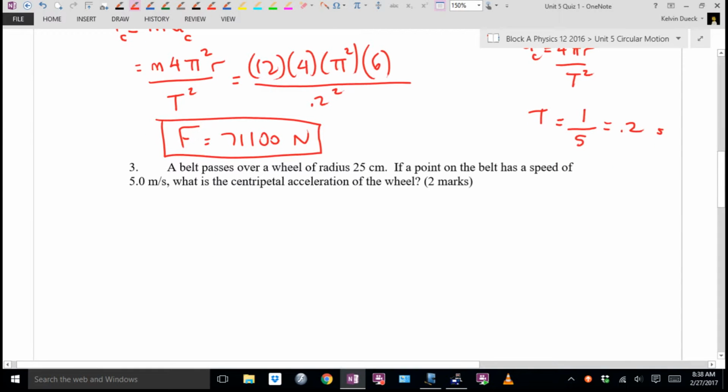A belt passes over a wheel of radius 25 centimeters, 0.25 meters. Nice try. If a point on the belt has a speed of 5 meters per second, what's the centripetal acceleration? All it wants is a centripetal acceleration. I think I'm going to use v squared over r, because it looks like I can go 5 squared divided by 0.25. I think I can do this in my head. It's going to be, is it 100? I'll put a dot there just so I went to 3 sig figs, not that I would take a mark off for that or anything.